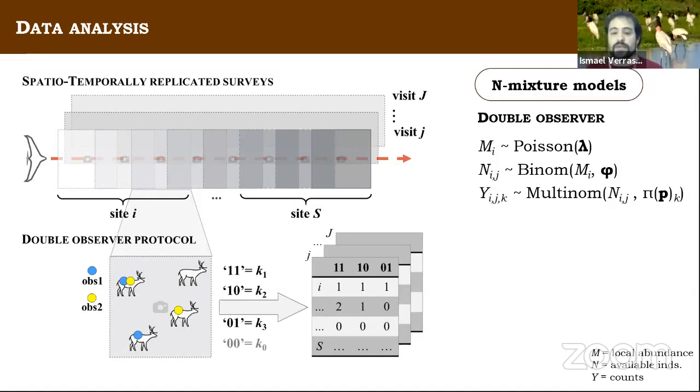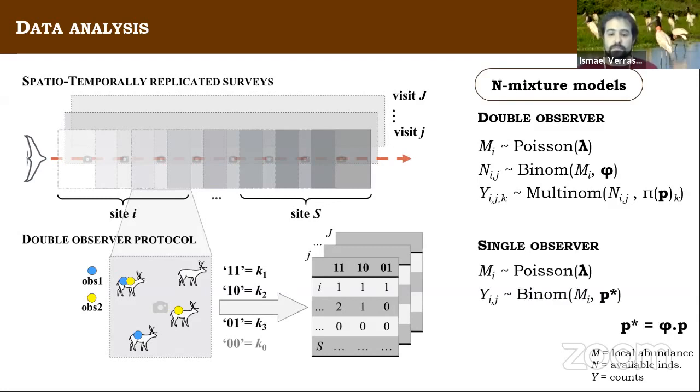But in the case we only have a single observer count for the sites in each visit, we cannot segregate the two processes, and we have the classic binomial N-mixture model, in which the detection probability in this case is the product of availability and perception.